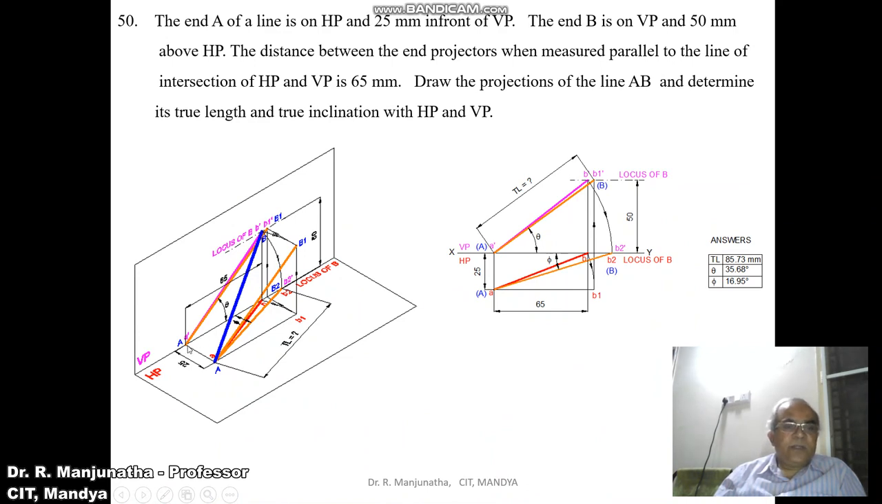So with A dash as center, taking the radius A dash B dash, rotate it to make it parallel to HP. That is, A dash is in HP, so B2 dash is also on HP. So the line is parallel to HP. Once the line is parallel to HP, you get the true length in HP, which is A B2. The inclination made by this with respect to the vertical plane will be phi. This is how you will be able to analyze this problem in 3D.